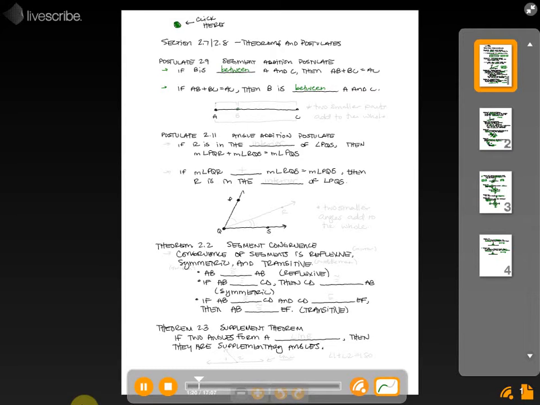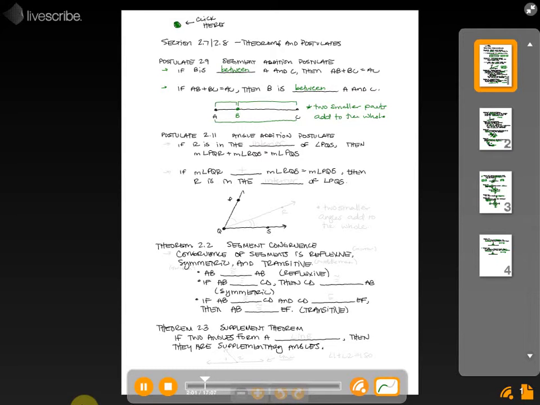Now for our picture, A and C are our endpoints, and B is somewhere inside there, somewhere on that line segment. Okay, it doesn't have to be the exact middle, but it is somewhere between A and C. And then this postulate says AB plus BC equals AC. Over here I'm going to write 2 smaller parts add to the whole. Okay, and that's the big idea here.